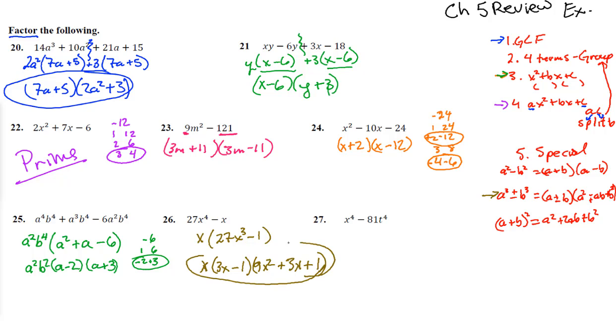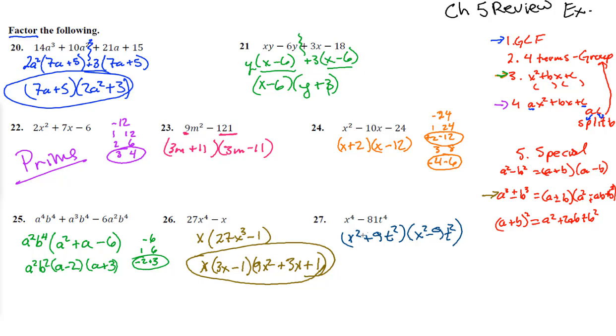Good. All right, number 27. Let's do number 27. X to the fourth minus 81t to the fourth. No common factors to take out, so we're going to be 2 terms. Are we at perfect squares or perfect cubes? Those are perfect squares. This would be x squared plus 9t squared, x squared minus 9t squared.